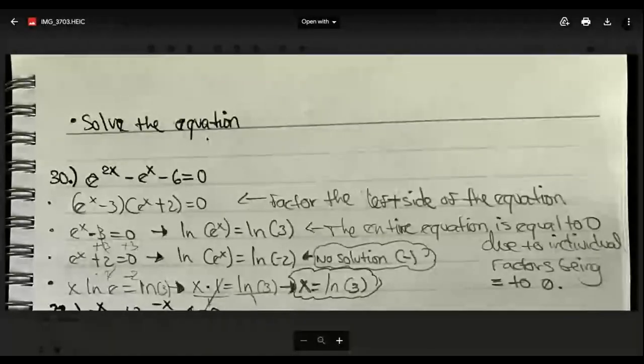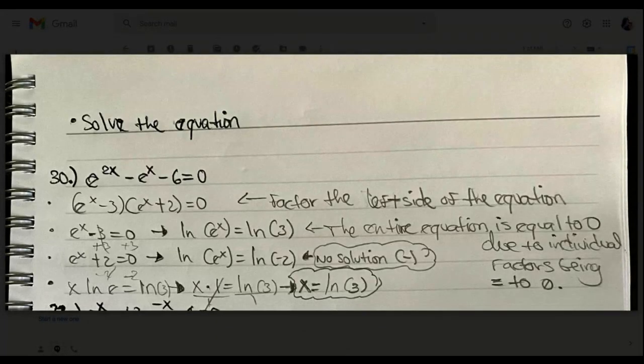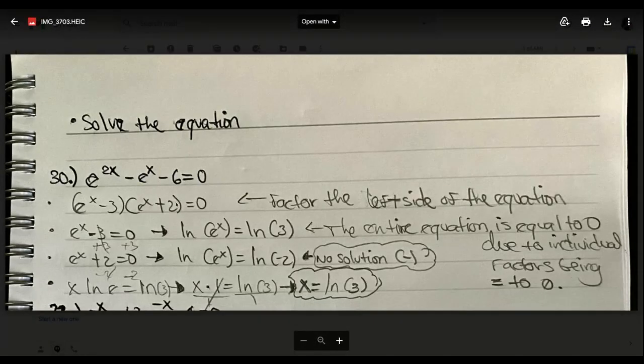Okay, so I'm going to be presenting homework 12, problem 30. We are required to solve the equation. We are given e raised to the 2x power minus e raised to the x minus 6 equals 0. This is our equation.